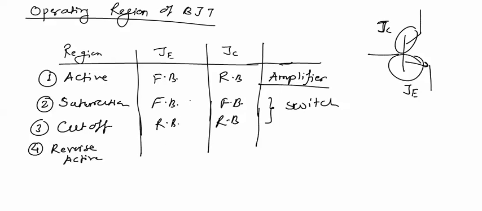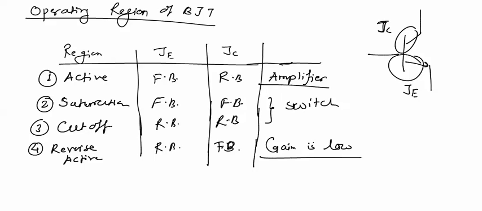In the reverse active region, the position is different, opposite to that of the active region. The base emitter junction is reverse biased and the collector base junction is forward biased. In the reverse active region, the transistor operates but it cannot be used as an amplifier. Gain is low in this case, so it cannot be used as an amplifier.